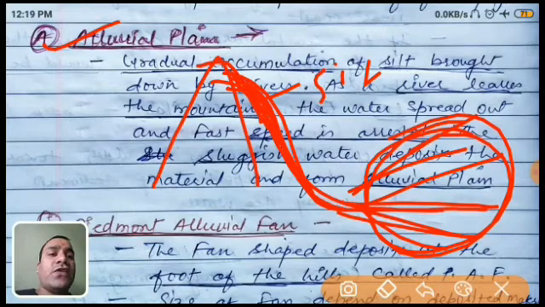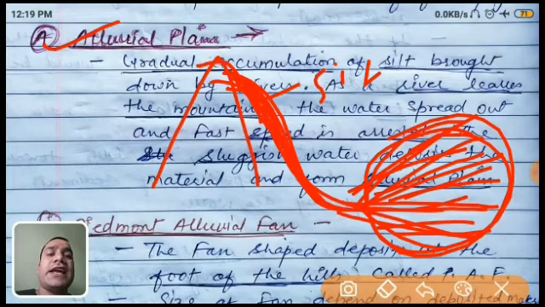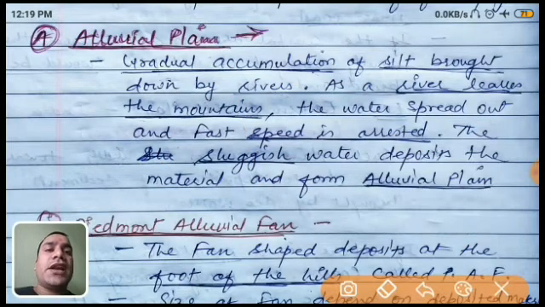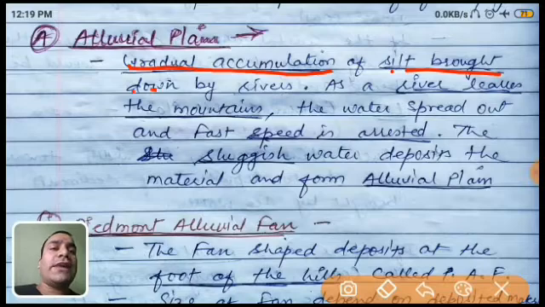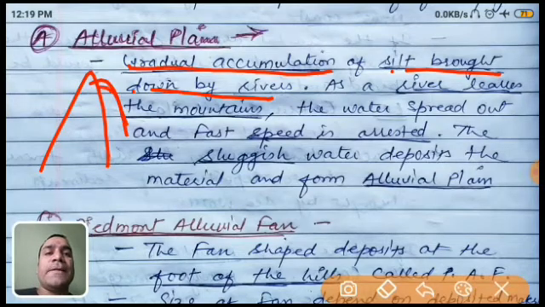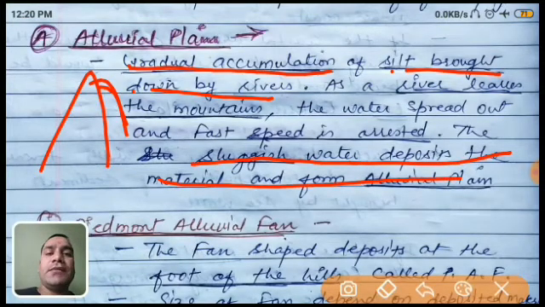Why? Because when the river water comes with silt and spreads, it collects all this silt in this complete area, which is very fertile in nature. This area is called the alluvial plain. Now see, gradual accumulation. Gradual means very slowly. Accumulation is the slow collection of what? Silt. I already told you what silt is. Silt is brought down by the rivers. As the river leaves the mountain, the water spreads out and its fast speed is lost. The sluggish water, sluggish meaning muddy water, deposits the material and forms an alluvial plain. I hope you understand.